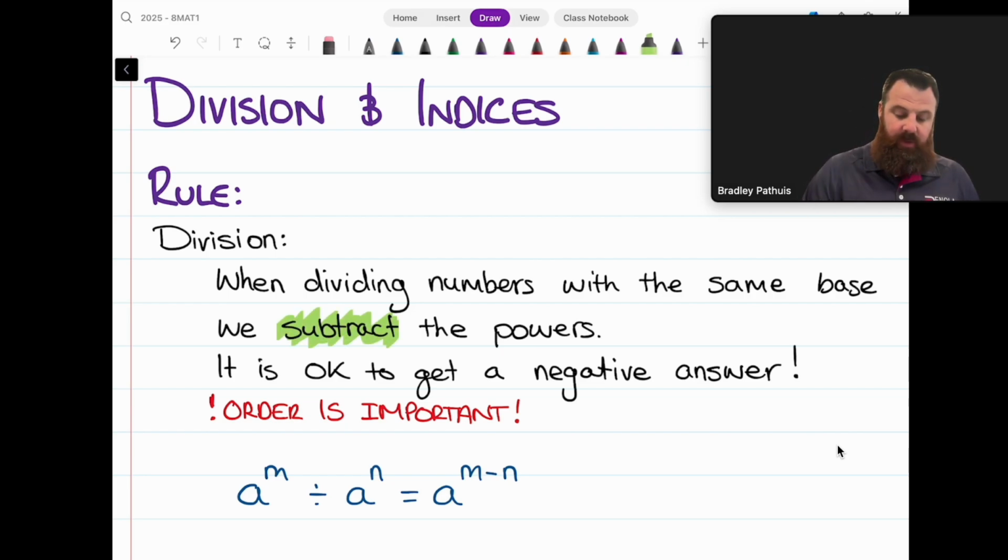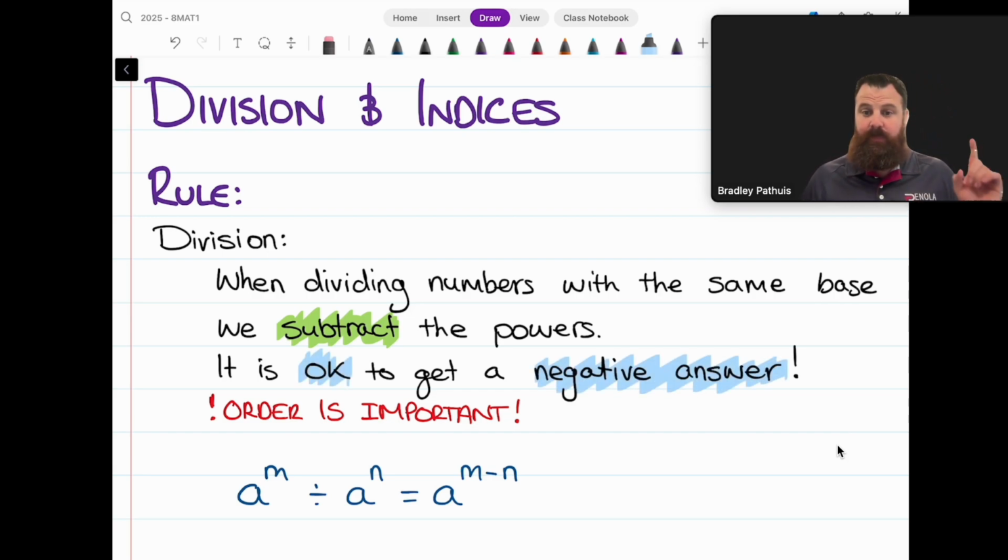So this lesson, the pattern that mathematicians discovered when they played around with this was the shortcut was, well, we can subtract powers when our bases were the same. The other thing to highlight here, it's okay to get a negative answer as our power. That's perfectly normal because when we're doing takeaway, we can go past 0, so it's okay to get negative answers. And the other thing is the order in which we do our takeaway is important. We read from left to right.